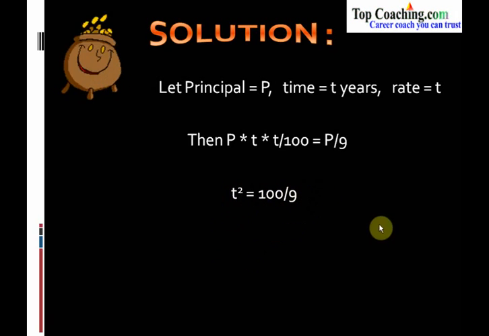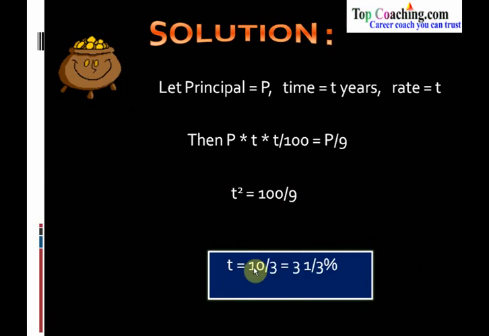If we take square root on both sides, what do we get? Now T is equal to 10 by 3, which is equal to 3 1/3. Now we have to find out the rate percentage, which is equal to T. So the rate percent in this case is equal to 3 1/3 percent. Yet the time is also equal to T, so time would also be equal to 10 by 3 years.